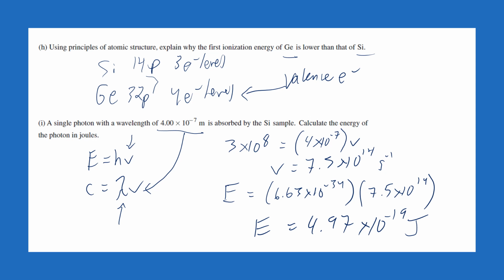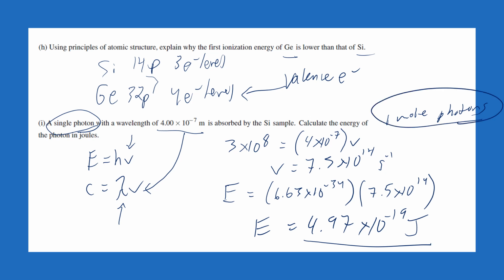Another common question they'll ask is like the energy for 1 mole of photons. That comes up a lot. Since this one said a single photon, you were good here. But if it asked for a mole of photons, you would just multiply by Avogadro's number, the 6.02 times 10 to the 23rd. So, and that is the end of question 2.